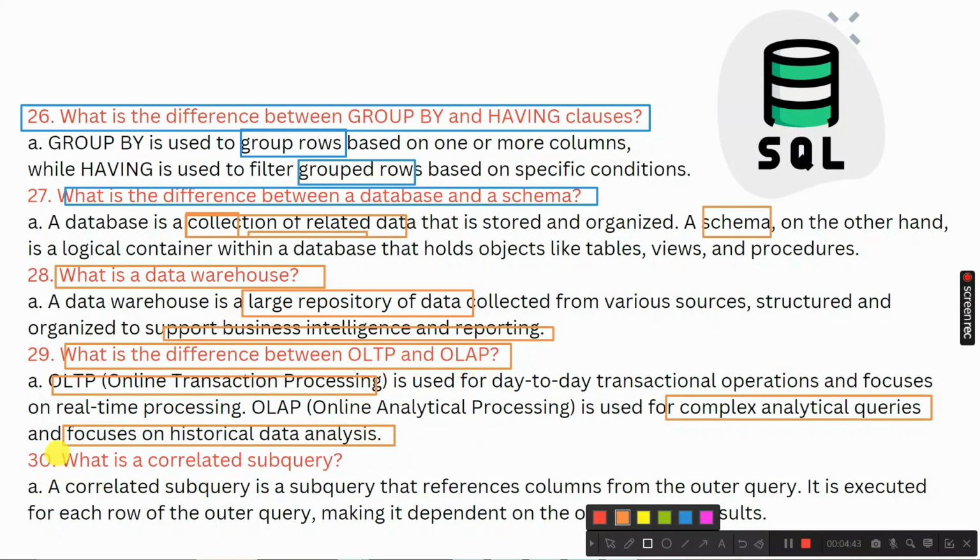Then the next question is, what is correlated subquery? A correlated subquery is a query that references columns from the outer query. It is executed for each row of the outer query, making it dependent on the outer query result. This is called the correlated subquery.